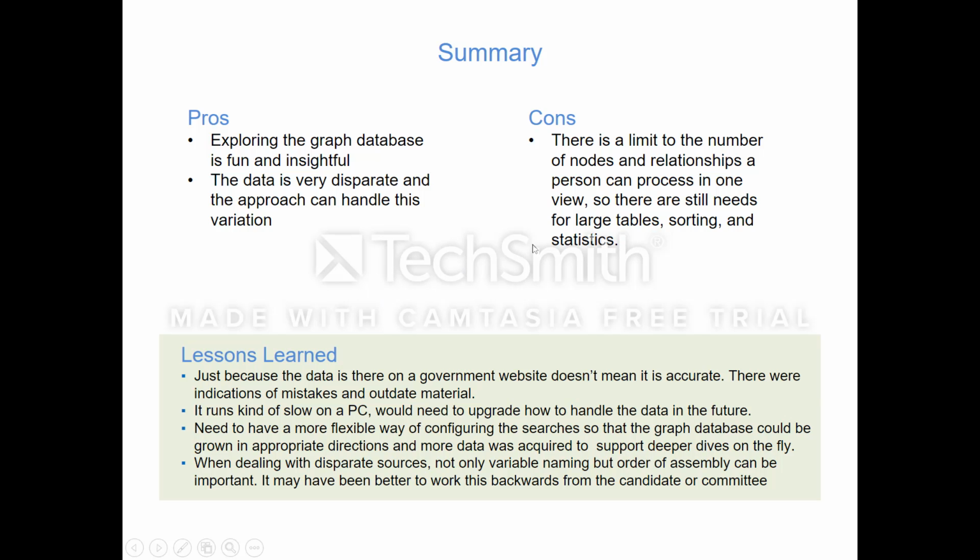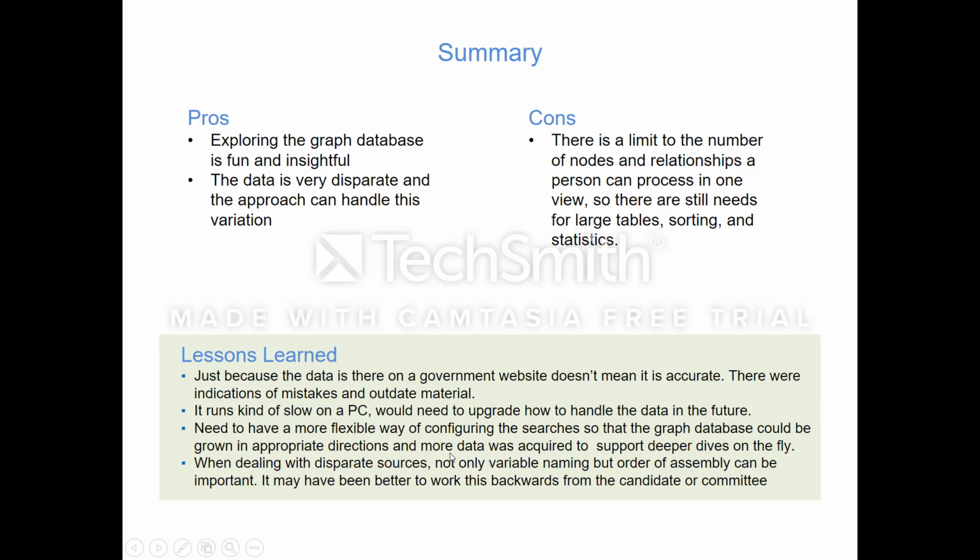I learned a bunch of things from this too that are also of some interest. Just because the data is there on a government website doesn't mean it's accurate. There were some indications of mistakes and outdated material. That many nodes does run a little slow on a PC, and I would probably need to upgrade how it was handled or what kind of machines it was run on in the future.